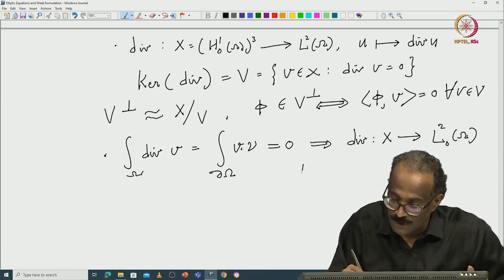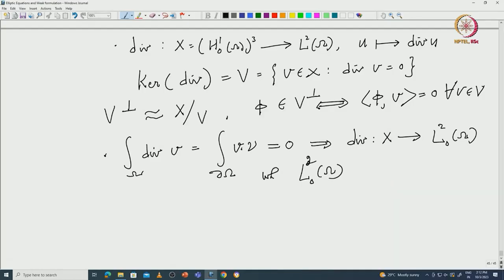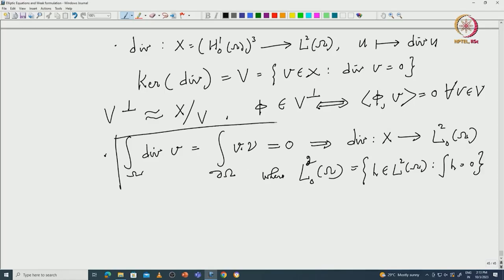And what is L2 0 of omega? L2 0 of omega is equal to the set of all h in L2 of omega such that the integral of h is equal to 0. Okay. So that is what you are seeing. So you see the integral of div v is always 0. So div is a mapping into L2 0.